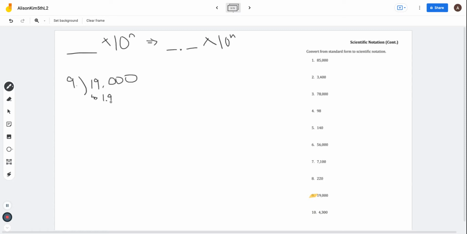So if we have the decimal point here, we need to move it back so that all the numbers are in front of the decimal point. So we're going to go back once, twice, 3 times, and 4 times. So in order to have a number in front of the decimal, we need to move the decimal to the right 4 times. So it's going to be 1.9 times 10 to the 4th power. And that should be your final answer.